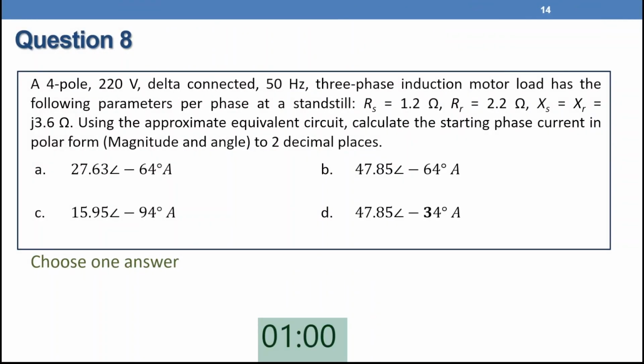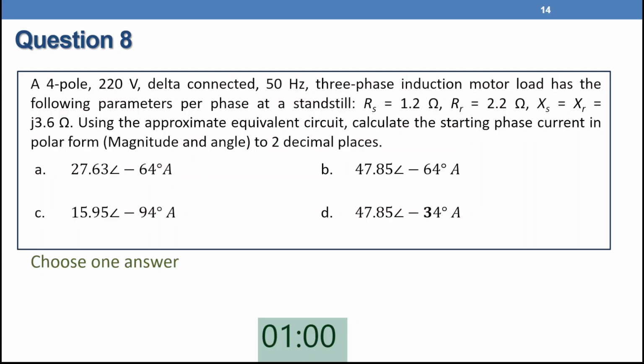Question number 8. A 4-pole, 220 volt, delta-connected, 50 Hz, 3-phase induction motor has the following parameters per phase at standstill: R stator equals 1.2 ohm, R rotor equals 2.2 ohm, X stator equals X rotor equals j3.6 ohm. Using the approximate equivalent circuit, calculate the starting phase current in polar form, magnitude and angle, to 2 decimal places. A. 27.63 and angle minus 64 degrees ampere.